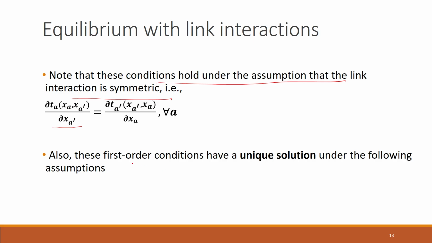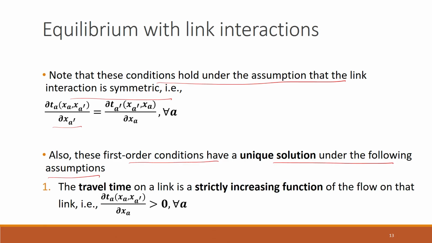And also, these first order conditions have a unique solution under the following assumptions. So, what are those conditions here? The first assumption is that travel time on a link is a strictly increasing function of the flow on that link. Okay. So, this is not the first time we have seen this condition. Mathematically, it means that the derivative of the travel time on link A with respect to the flow on link A is positive for every link A. Just that now the travel time is a function of not just the flow on that link, but also the flow on the opposite link here.